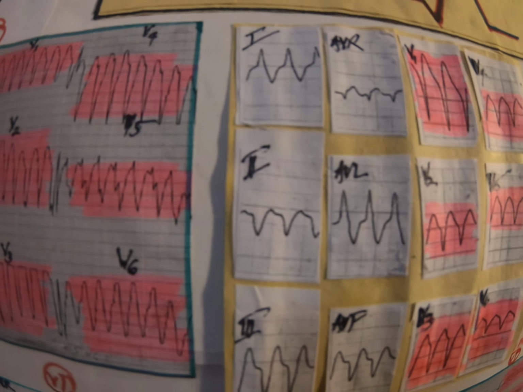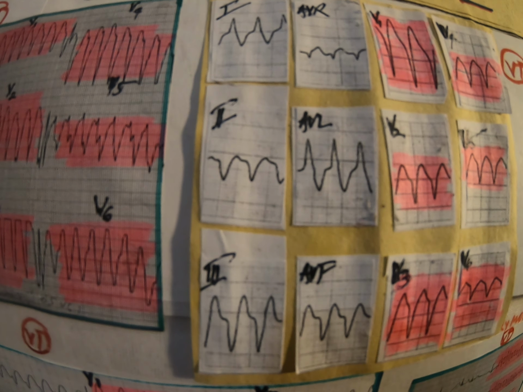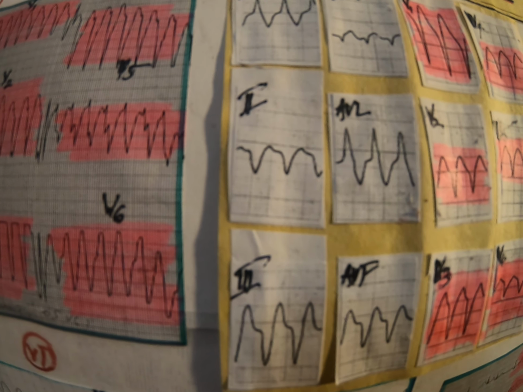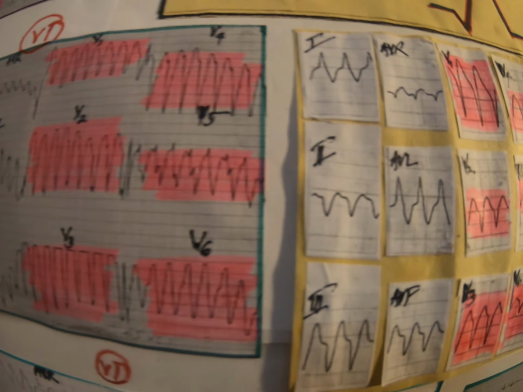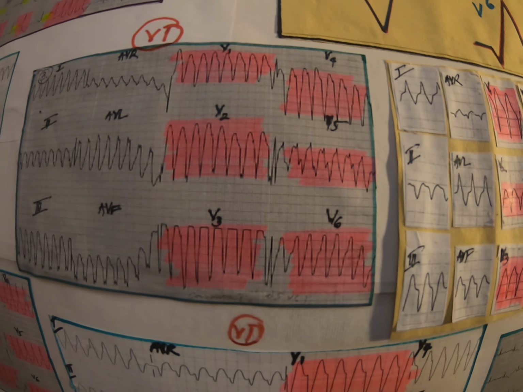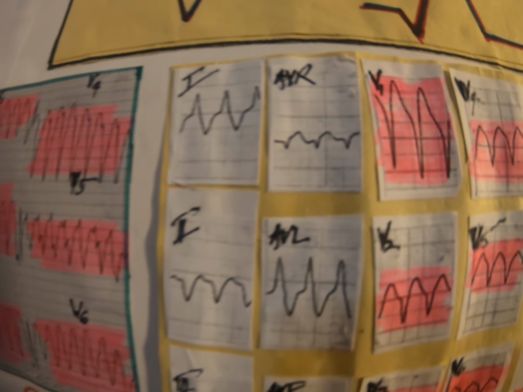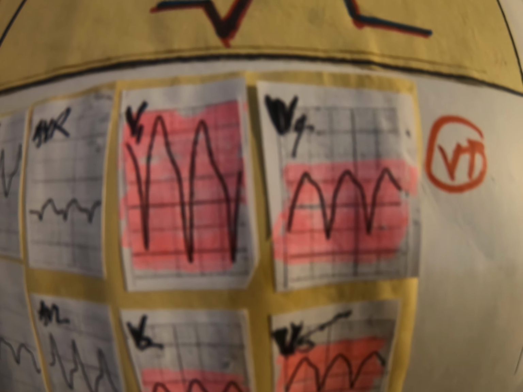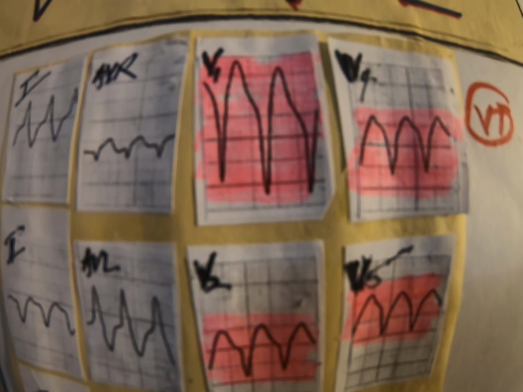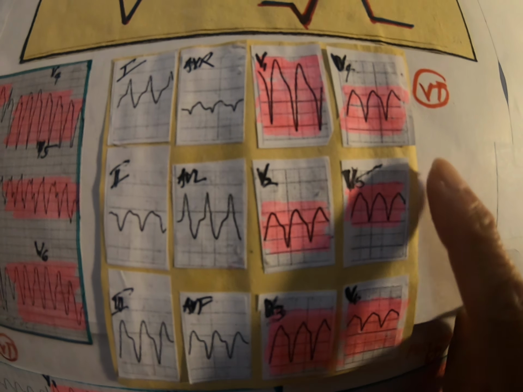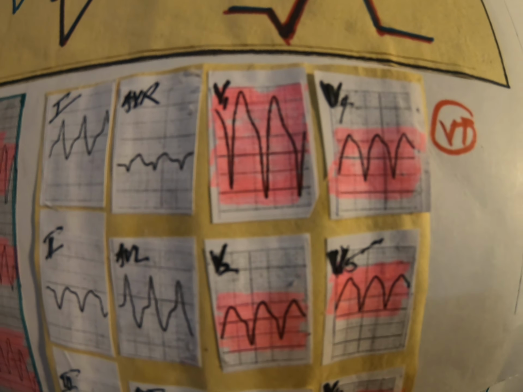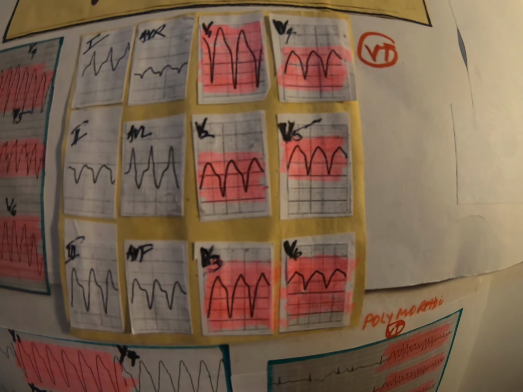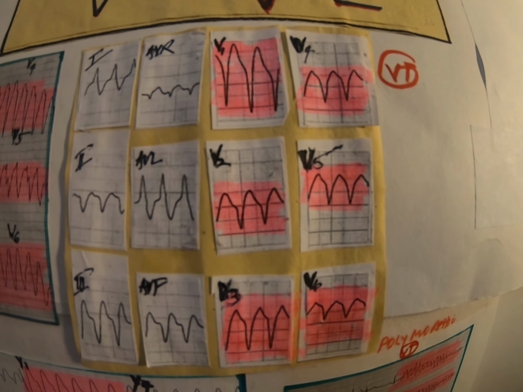Okay, there's another one here, concordant VTAC from V1 to V6. It's pretty easy. This one here is concordant from V1, V2, 3, 4, 5, and 6. They are all negative deflection. So this is concordant. You have a VTAC.